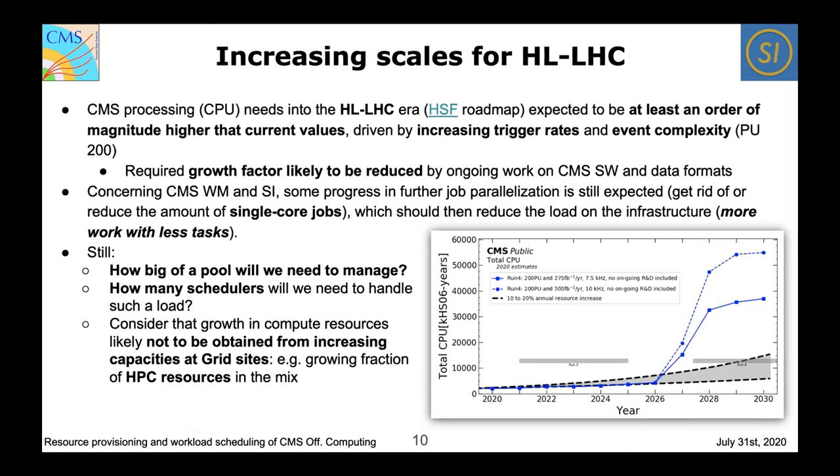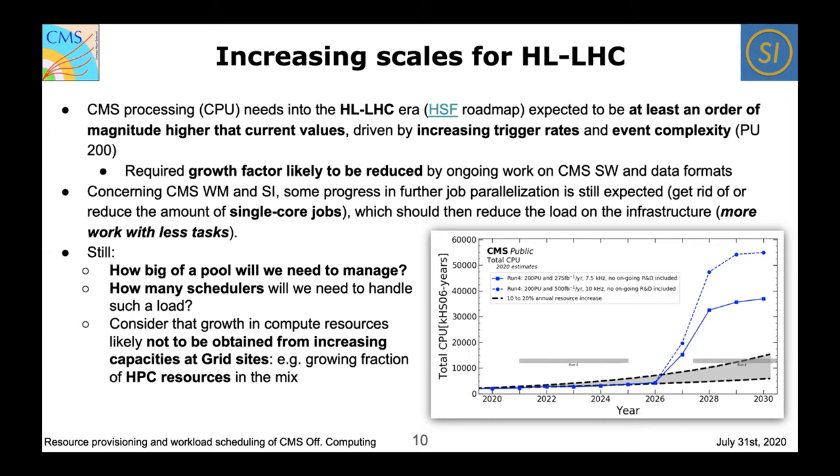One aspect is that, even though we are running multi-core pilots, we are still running some fraction of single core jobs, a non-negligible fraction. This is expected to be completely eliminated, or at least very much reduced, so that by then we can increase the average number of cores per job, and essentially do more work with fewer parallel tasks, therefore reducing the load on the infrastructure.